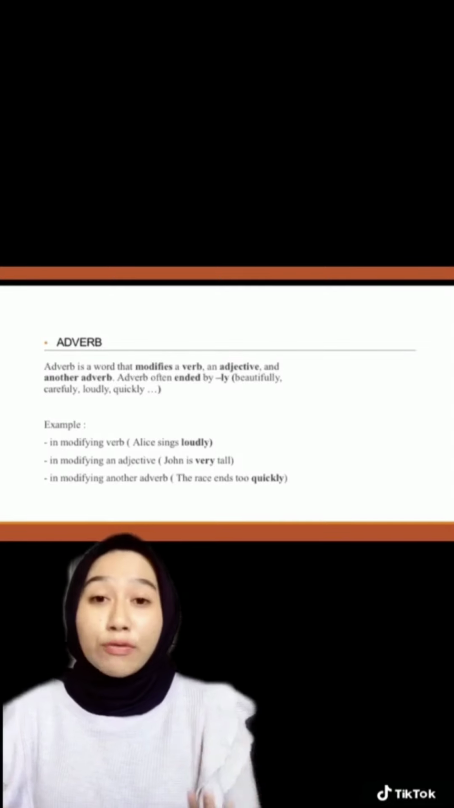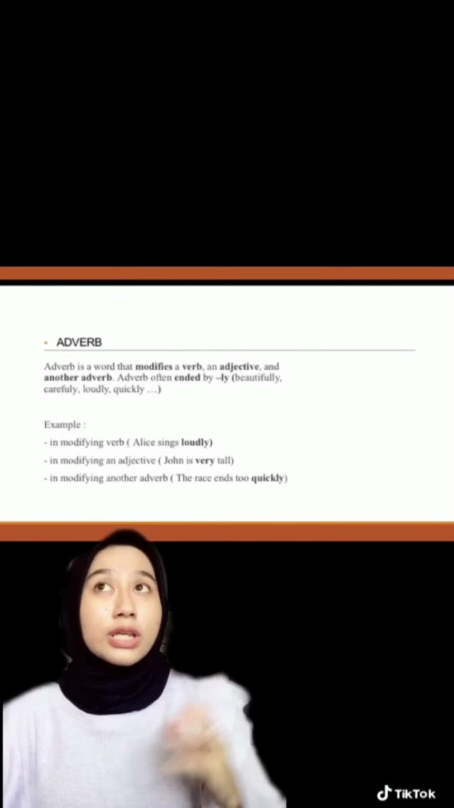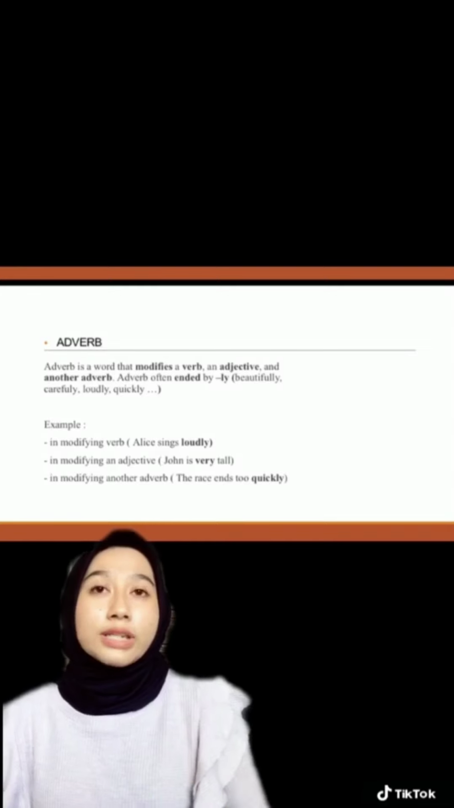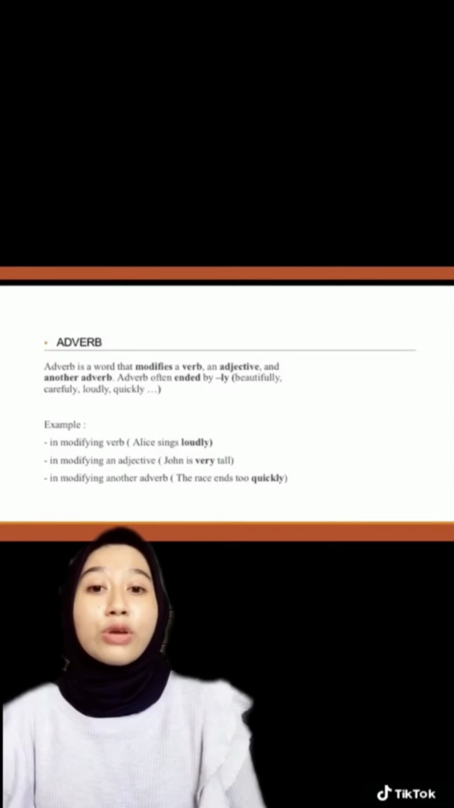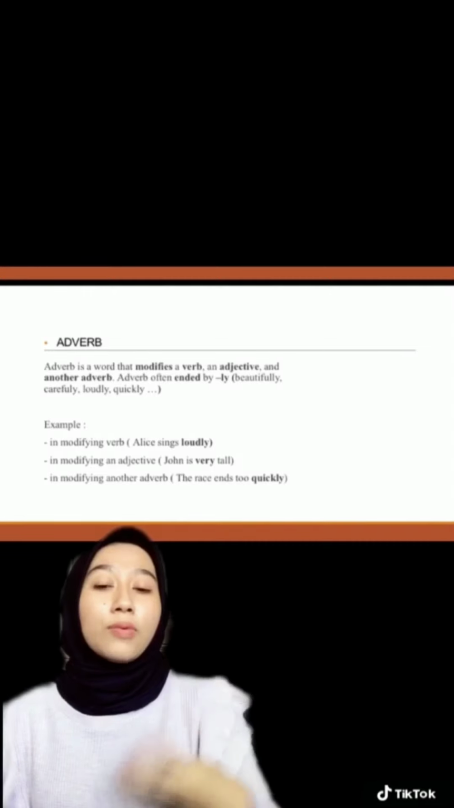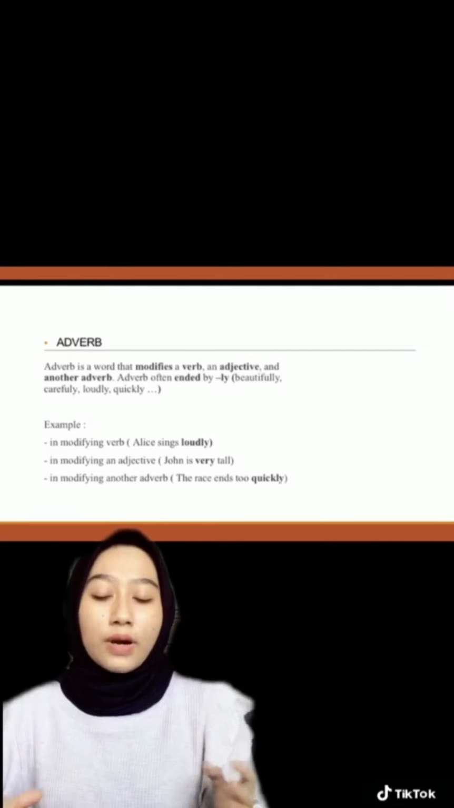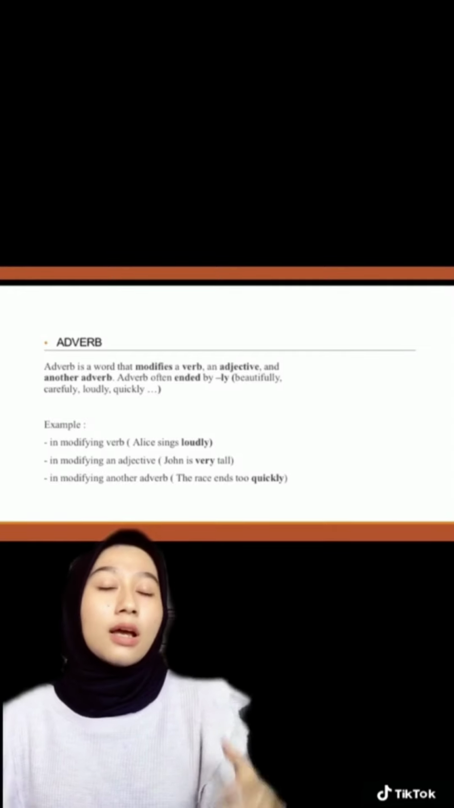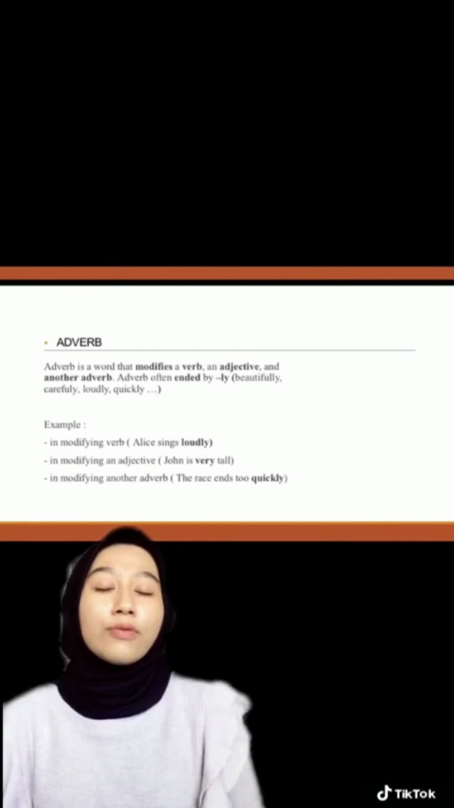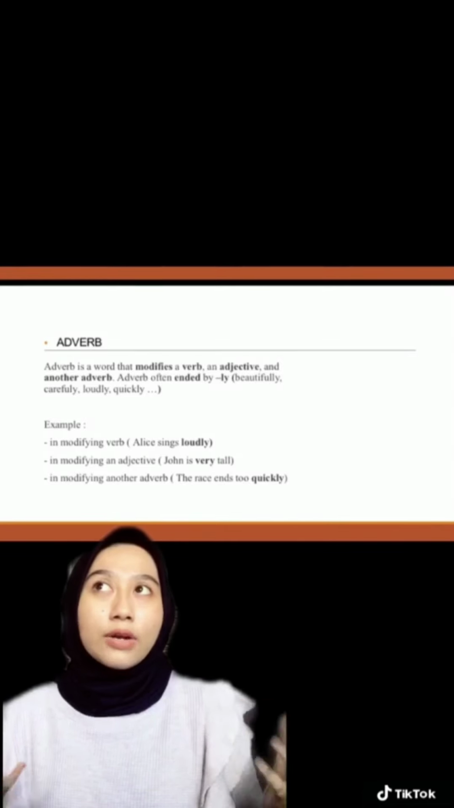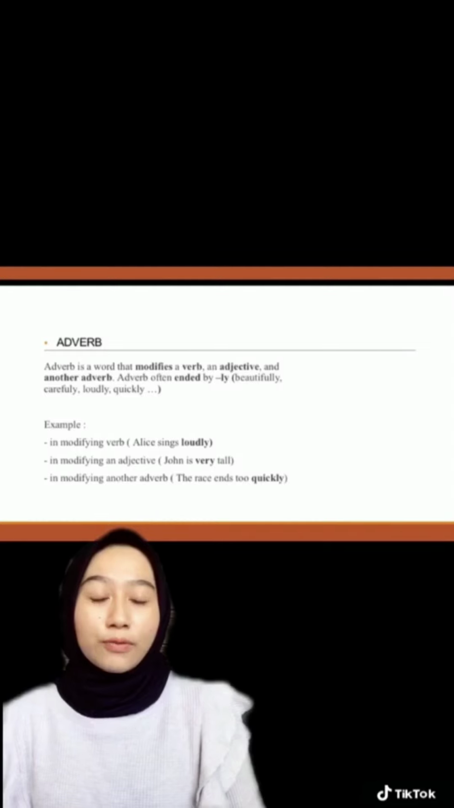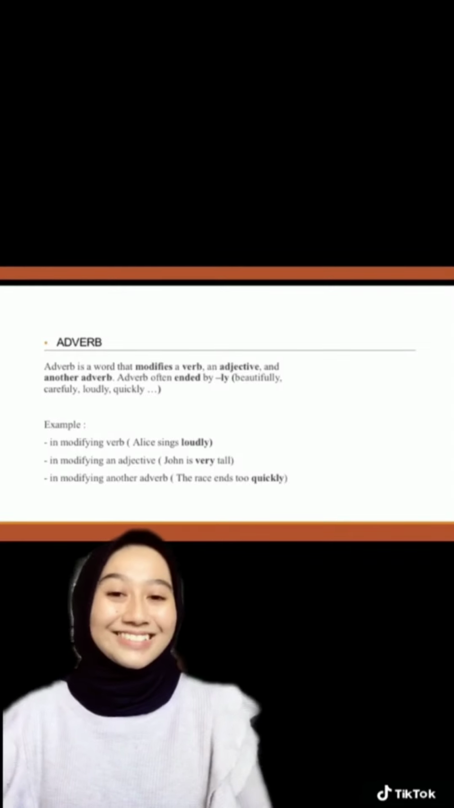Second is in modifying an adjective. John is very tall. The adjective here is tall, which is modified by an adverb, very. And the third one is in modifying another adverb. For example, the race ends too quickly. The other adverb here is too, which is a kind of degree adverb, and the adverb that modifies another adverb is quickly.